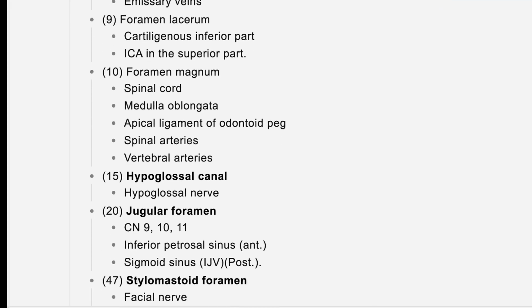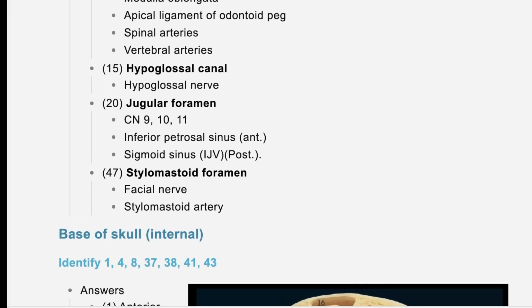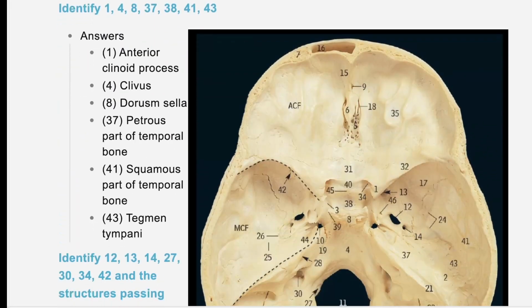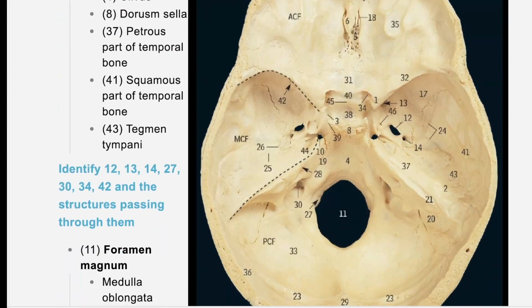The contents, just to revise them, I said this multiple times, you can refer back to the videos. In this one, we need to identify a few structures as well. We'll start from the front. 1 is the anterior clinoid process. 38, this is the sella turcica. 45, that would be the tuberculum sellae. 8, dorsum sellae. 4, the clivus. 11, foramen magnum. 27, hypoglossal canal. 30, this is the right jugular foramen. And 28, this is the right internal acoustic meatus.